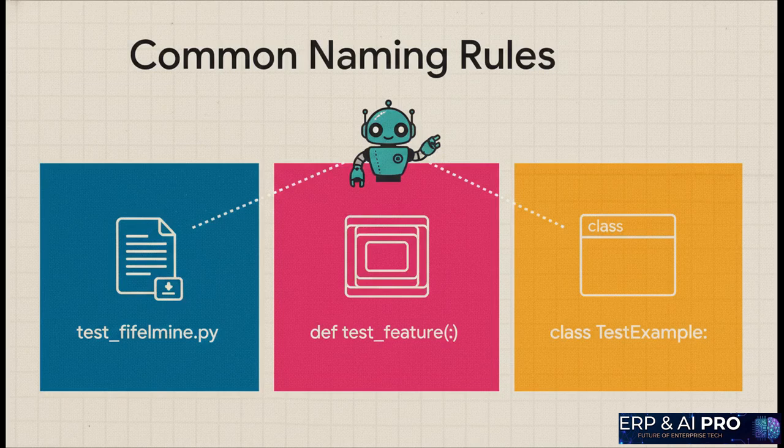And one of the simplest, most powerful rules is all about the name. Seriously, just by starting a file's name or a function's name with the word test, developers are sending a signal to their tools that says, hey, this is a test, you need to run this. It's such a tiny detail, but it makes a massive amount of automation possible.